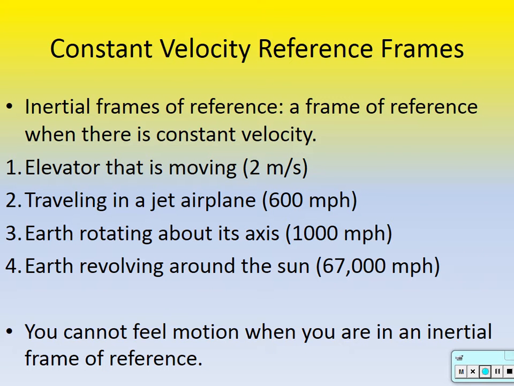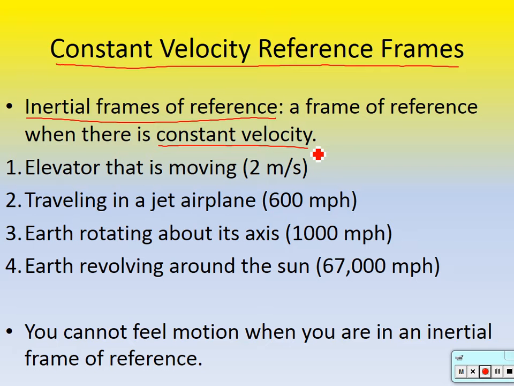This is a very important slide. It's called constant velocity reference frames. Frames of reference where you're moving at a constant velocity are known as inertial frames of reference. An inertial frame of reference is a frame of reference when there is constant velocity. You have to write that in your guided notes. So an inertial frame of reference is a frame of reference where there is constant velocity.